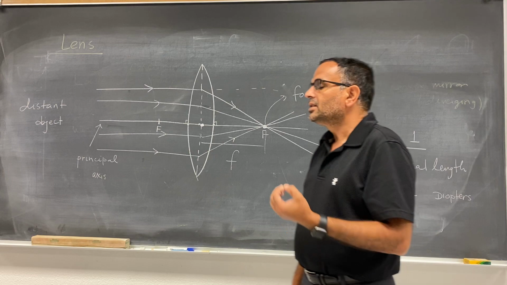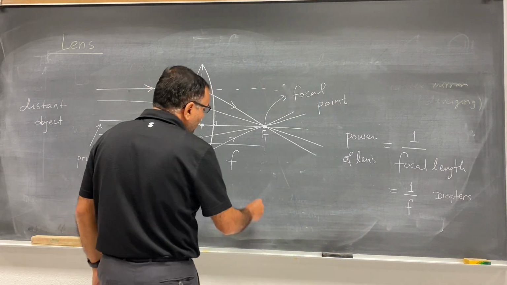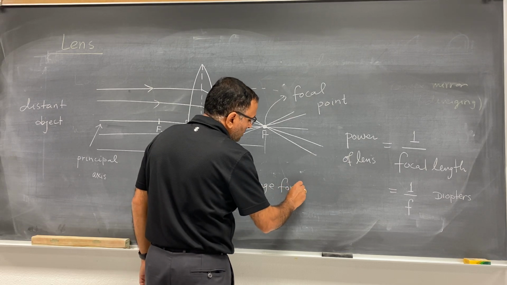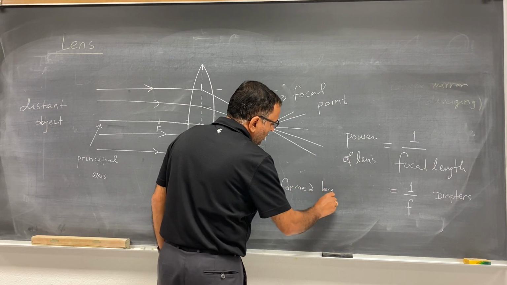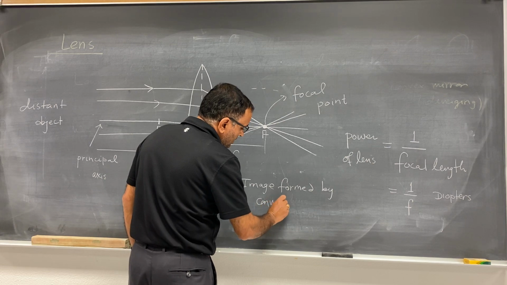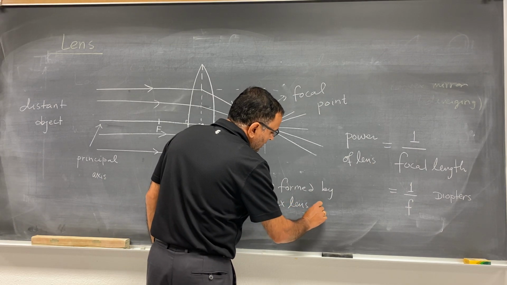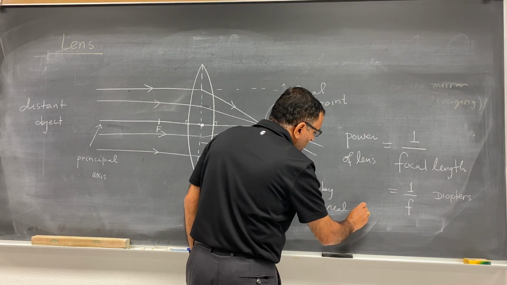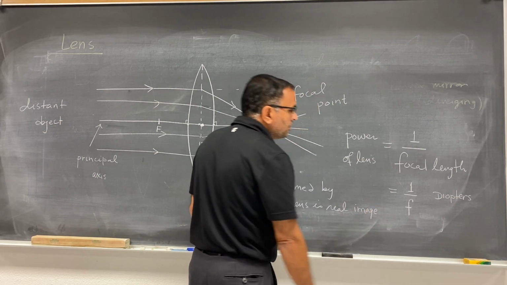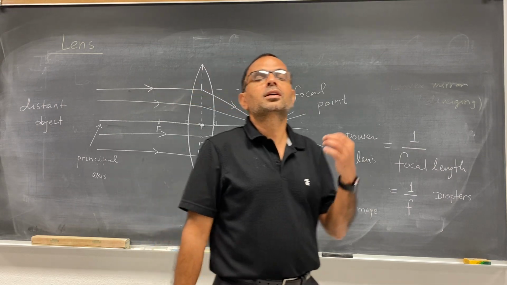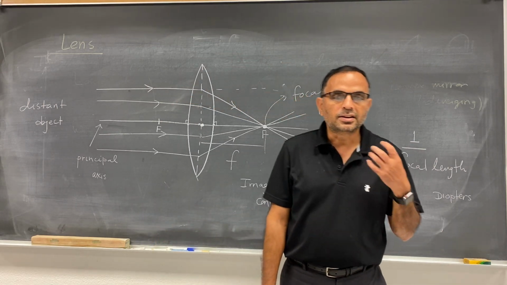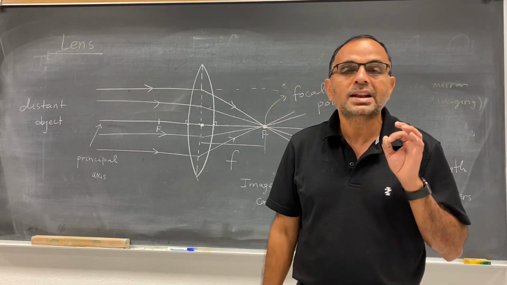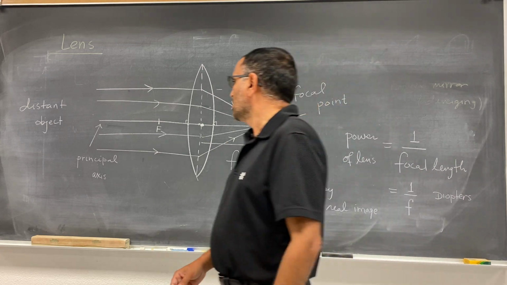And simply the image formed by a convex lens is a real image. The image formed by the convex lens is a real image. Does it mean the convex lens always makes a real image? Not necessarily. Look at this.